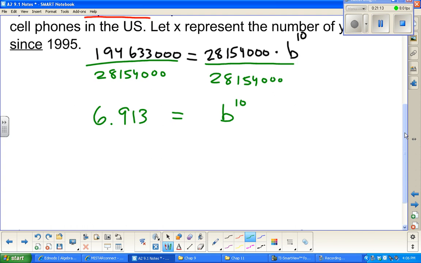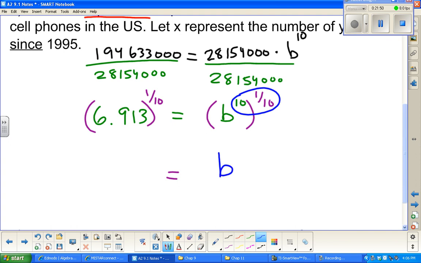We want b. If we knew what b squared was, we could take a square root, but we don't. We know what b to the 10th power is. So the trick, the way to get rid of that 10 as an exponent, is to raise both sides to the 1/10th power. Notice what happens on the right side. Remember, this is a power to a power. Those exponents get multiplied together, and 10 times 1/10 is 1. So this is just b to the first, or just b.